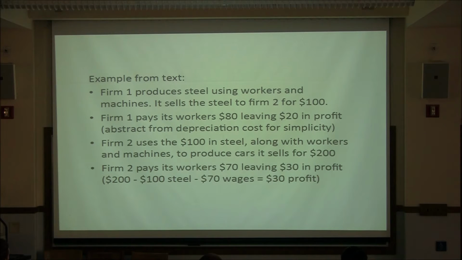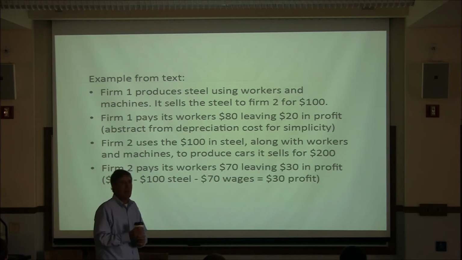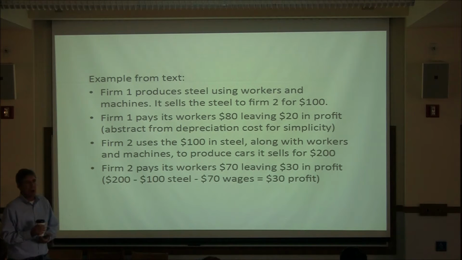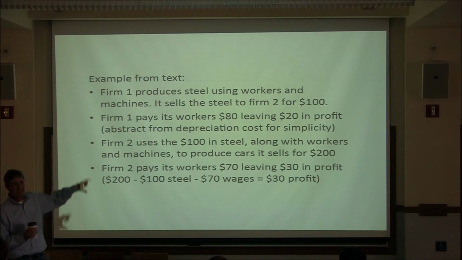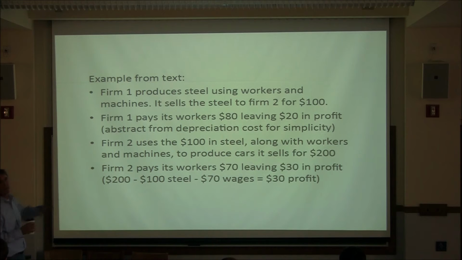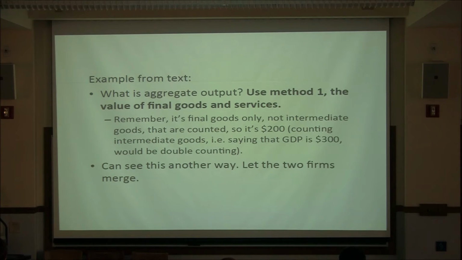Should we add up the production in firm 1 and firm 2? Yes? 200? It's going to be 200. Because by definition, GDP is the output of the final goods and services, and steel is an intermediate good here. Because it's an intermediate good, if we were to count that, we'd actually be double counting. I'll try to show you that in a second. So the value of GDP here would be 200 in this example.